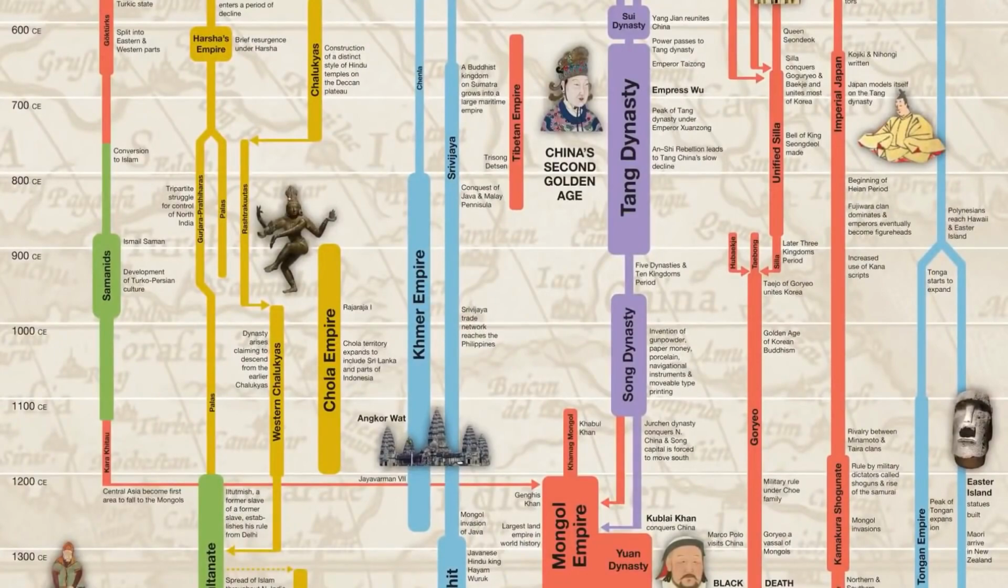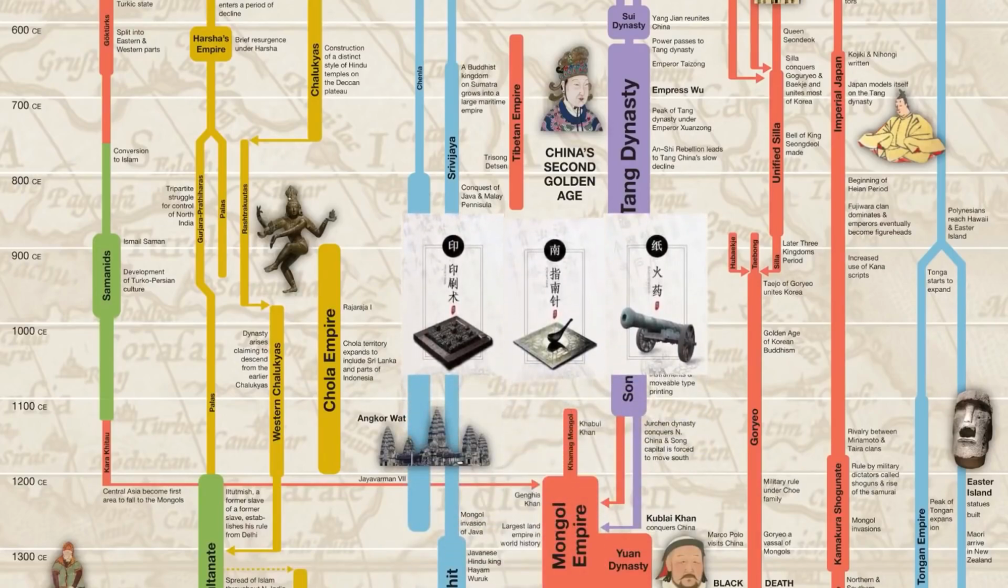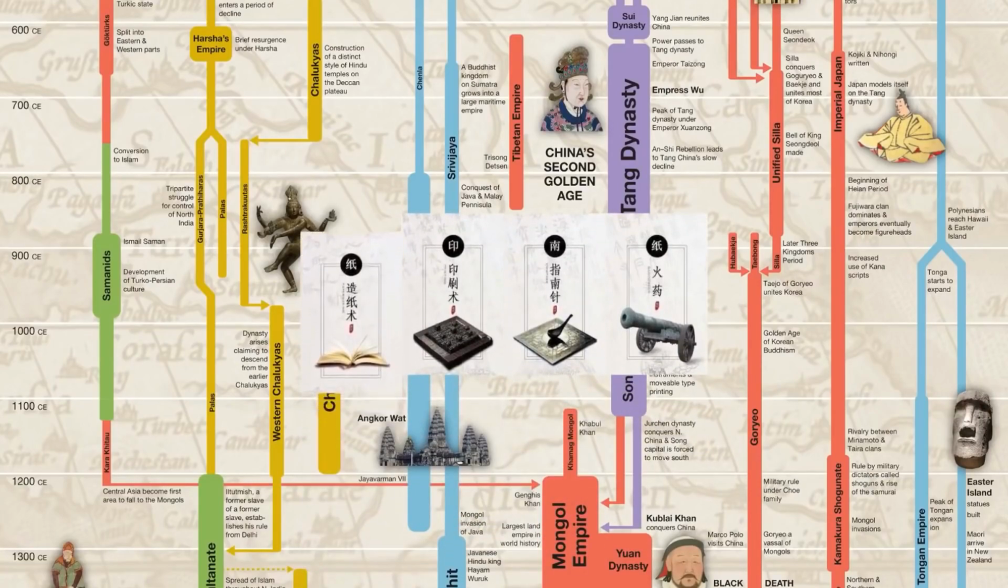First of all, in China, the Tang dynasty had collapsed, and after a brief period of division called the 5 Dynasties and 10 Kingdoms period, it was replaced by the Song dynasty. During the Song dynasty, gunpowder, movable type printing, and the compass were all invented. Together with paper, these are known as the 4 Great Inventions.